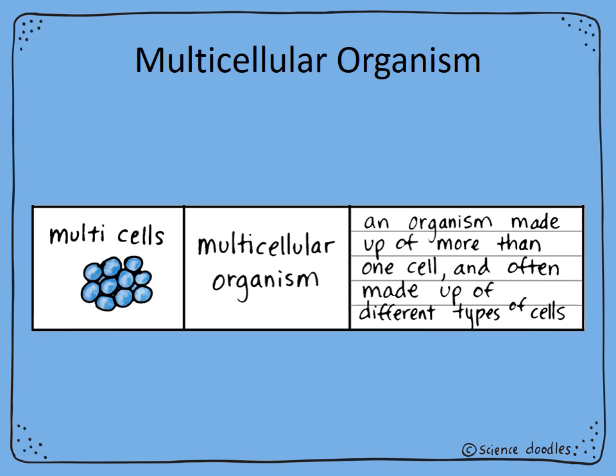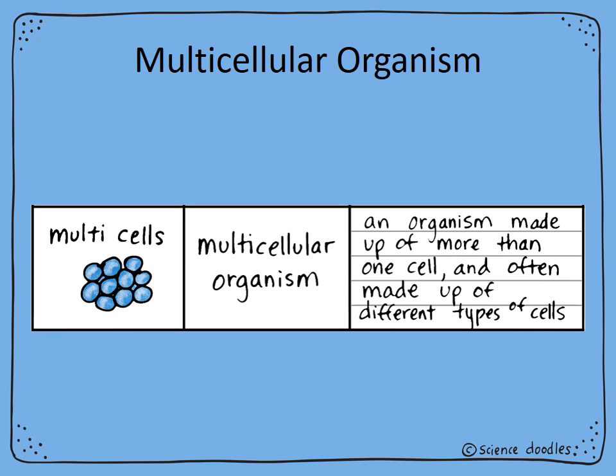In our BrainPOP, we saw how different cells have different jobs. In our body, we have nerve cells and bone cells and muscle cells and blood cells, all kinds of different cells that have certain jobs. So sometimes multicellular organisms will have different types of cells that serve different functions.